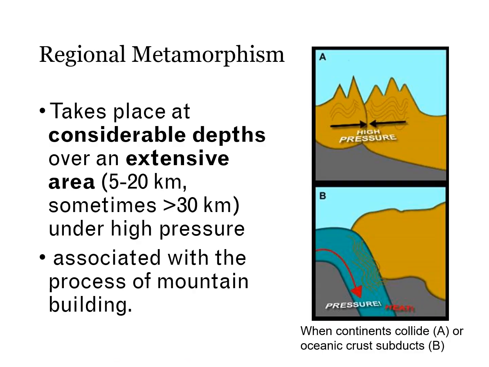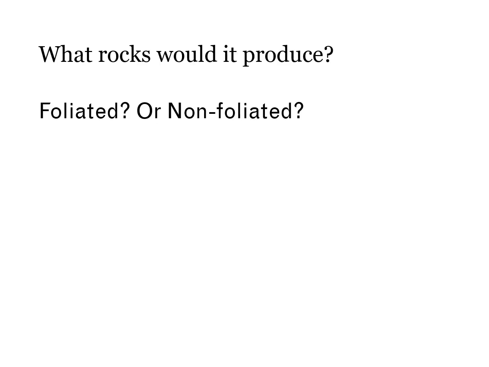Another type of metamorphism is called regional metamorphism. This occurs in high-pressure areas at considerable depths, roughly from 5 to 20 kilometers, and sometimes even greater than 30 kilometers in depth. This is associated in subduction zones as well as in the process of mountain building. Recall that foliated rocks have parallel alignments, while non-foliated rocks do not have these types of alignments. Because of the pressure conditions, foliated rocks are the result of regional metamorphism.